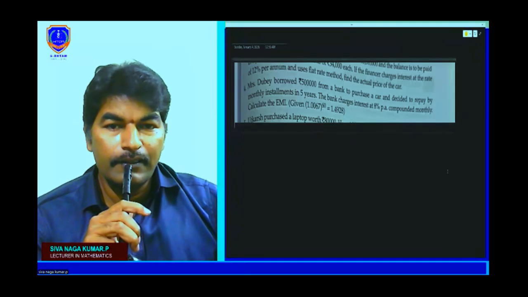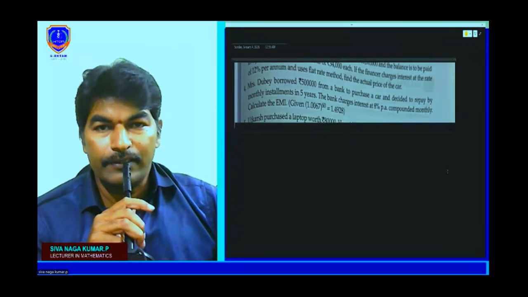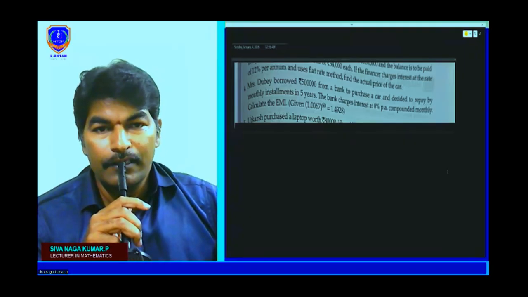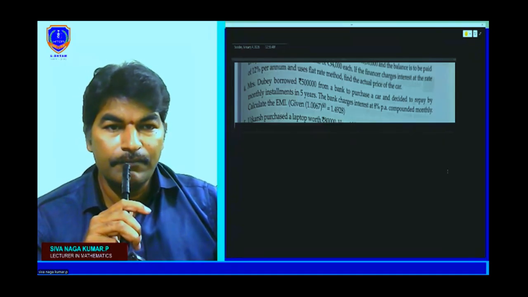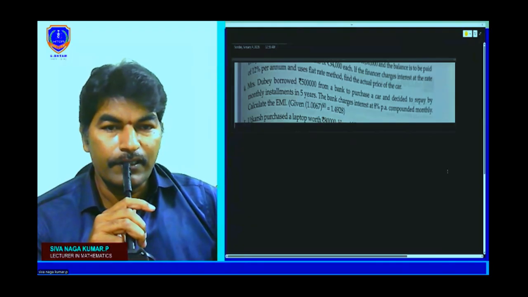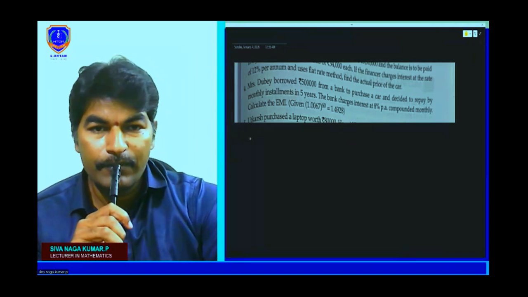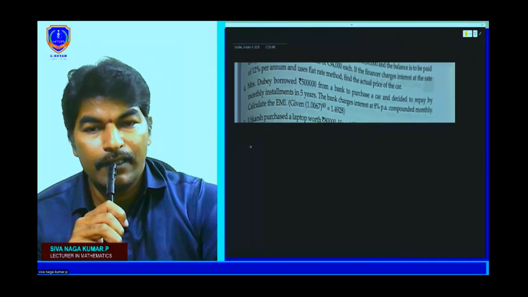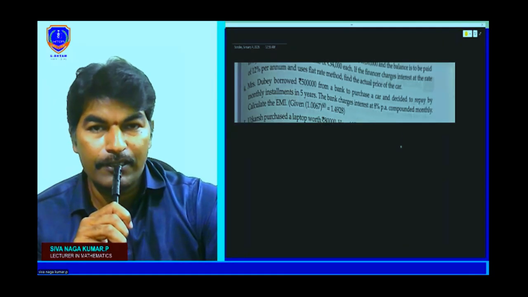And then he agreed to pay within 5 years as a monthly installment. That means every month he is paying some amount according to the calculations. The bank will fix the EMI amount according to the rate of interest. Okay. So first we will write the formula.